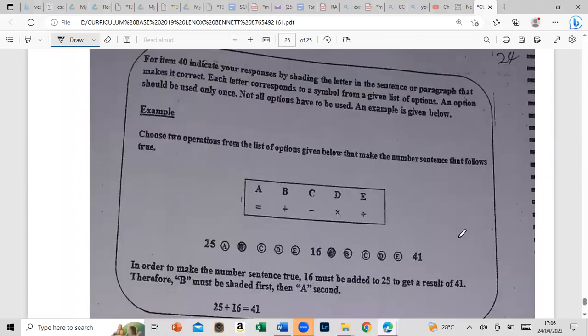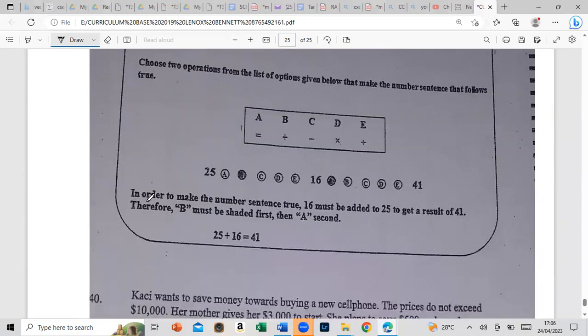For item 40, indicate your responses by shading the letter in the sentence or paragraph that may be correct. Each letter corresponds to a symbol from a given list of options. An option can only be used once. Not all options have to be used. So you can only use it once, but you don't have to use everything, so you have to choose what you want. In the example here, in order to make the sentence correct, 16 must be added to 25 to make the result 41. So it will be 25 plus 16. Alright, so that's the example.